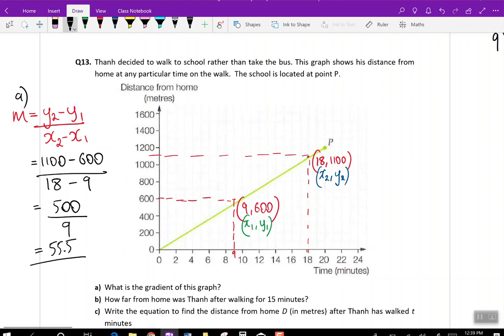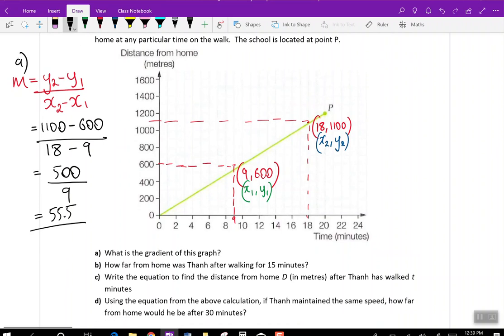So from there, we've calculated our gradient. Now, how far from home was Tan after walking 15 minutes? So what you want to do is 15 minutes. You know that 15 minutes is there. You draw your line upwards at 15 minutes and you go sideways. And you find it was 900. So that was 900 meters. After 15 minutes, he was at 900 meters. Does that make sense?